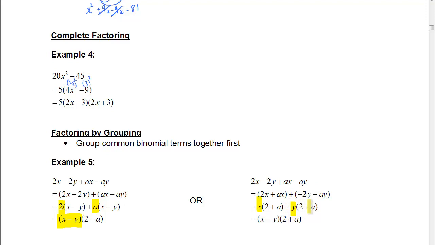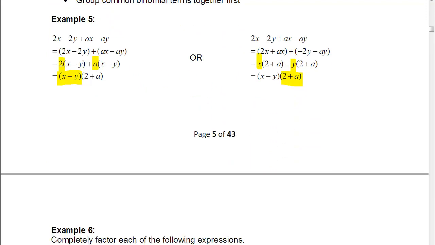That's where the plus comes from. We divide by minus. Minus minus gives plus. And now we have 2 plus a common, and that leaves x minus y. So you see, either way you group it, we end up with the same result. So we're going to do some examples now.